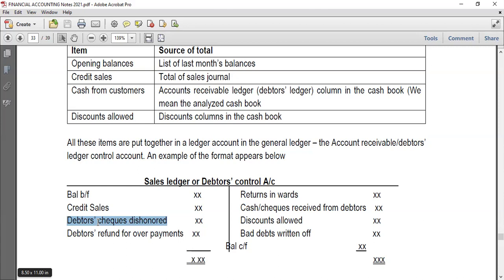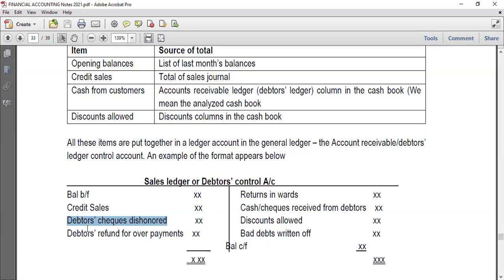That is why we go back and reinstate the debtor, okay? We reinstate the debtor. So the reason why we debit right here is because we are reinstating this debtor, because the debtor to whom this check relates is no longer written off as earlier on. It is actually a continuing debtor who has to pay us in the next month or in the near future, okay? So that is why the debtors check dishonored is actually on the debit side.